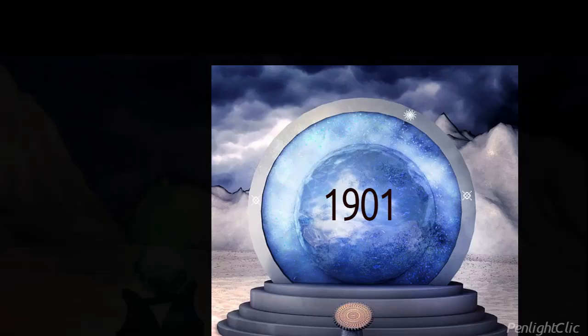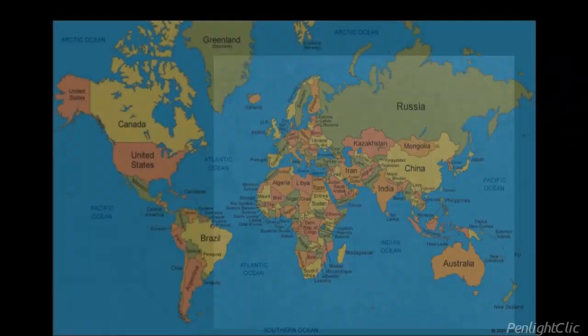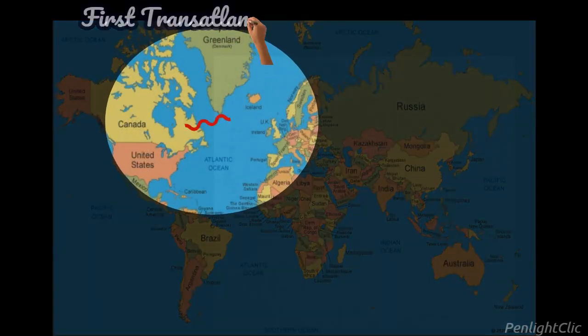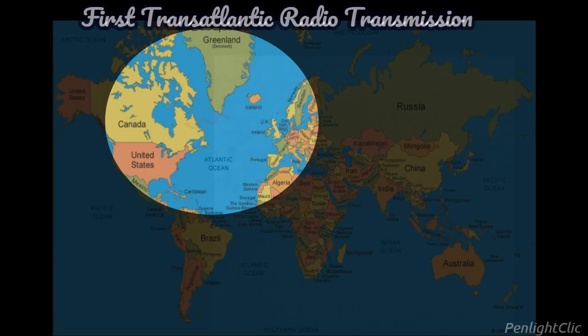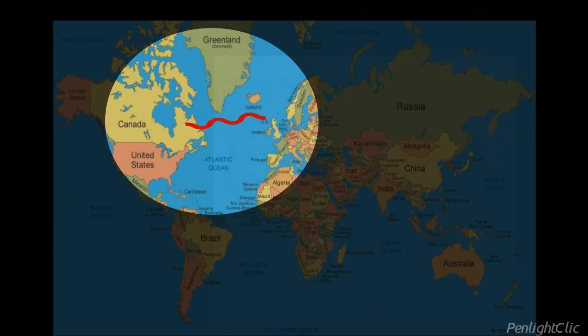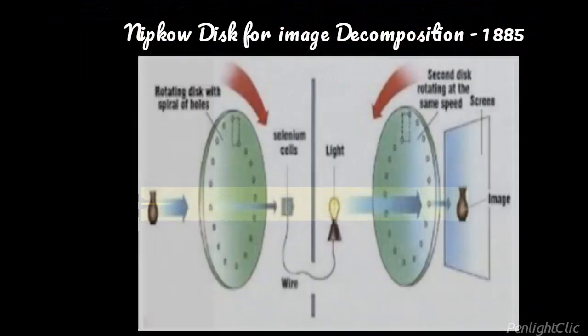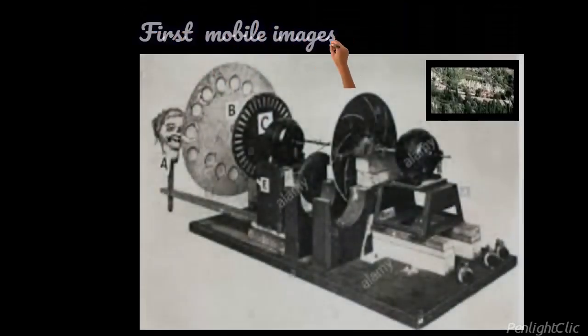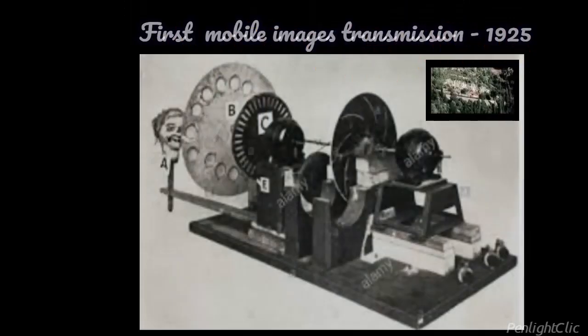In 1901, the Italian engineer Marconi made the first radio transmission between Canada and England. In 1925, the Scottish engineer Baird, using a mechanical image decomposition disc, invented in 1885 by the German technician Nipkow, he made the first transmission of moving images.